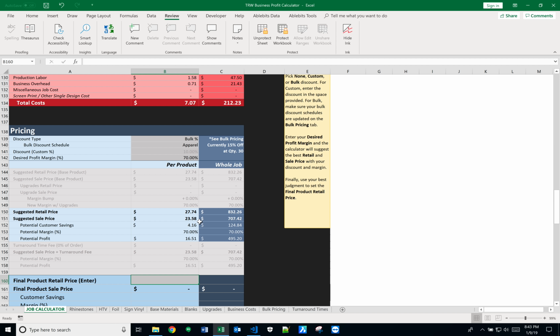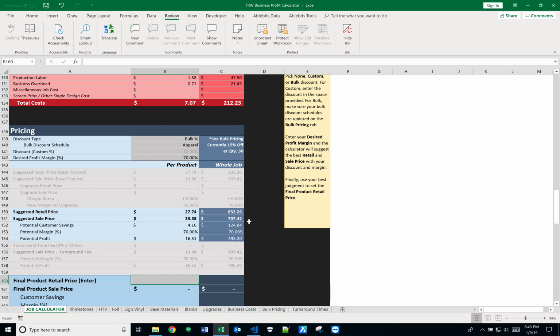The customer eventually is going to end up paying $23.58. You'll walk away with $16.51 per shirt. You can see to the right here, it's telling you per job. This is the whole job. So the whole job retail would be $832.26. You'll tell the customer, that's the starting price, but you're going to discount it because they're getting 30.